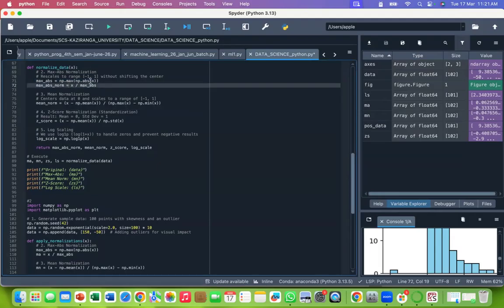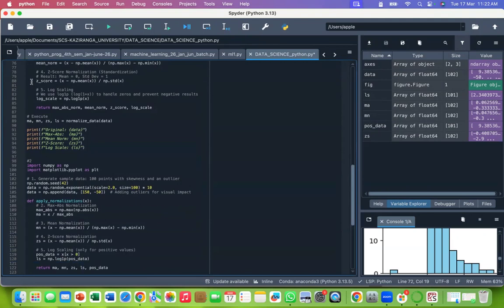In case of max, we are just using the max function, and in case of mean normalization, x minus np.mean(x) divided by np.max(x) minus np.min(x). So it centers the data at 0 and scales to a range of -1 to 1. Then z-score we have just discussed. Z-score is equal to x minus np.mean(x) divided by np.std(x). Then log scaling, we just take the logarithm of the values.